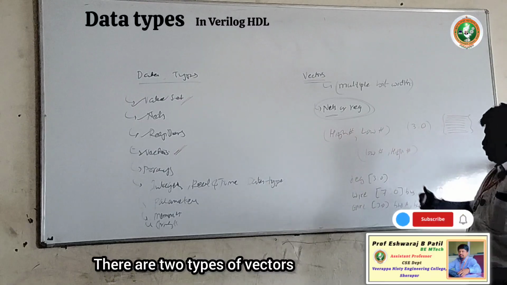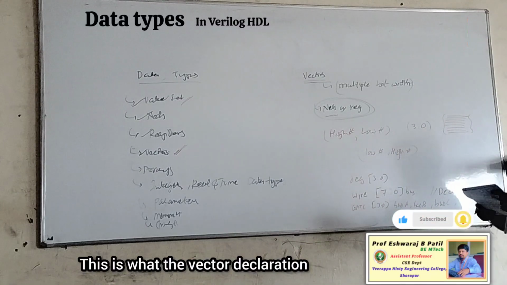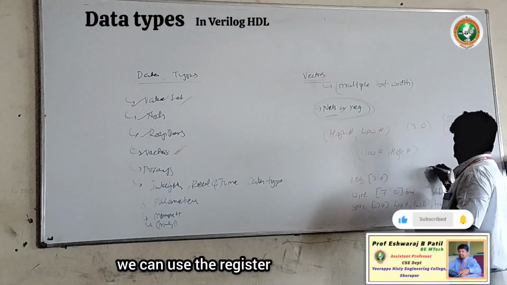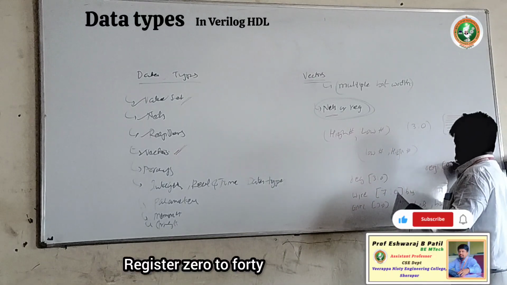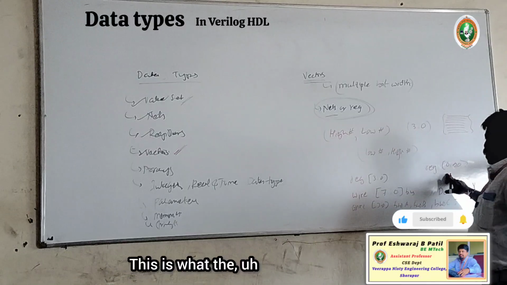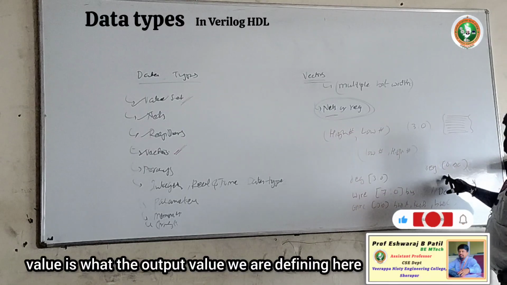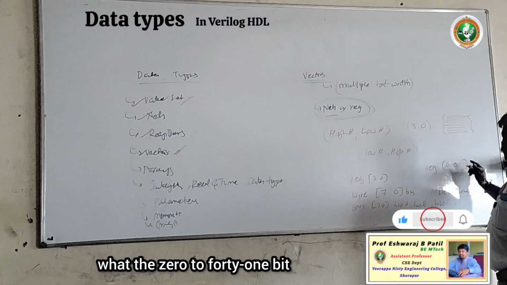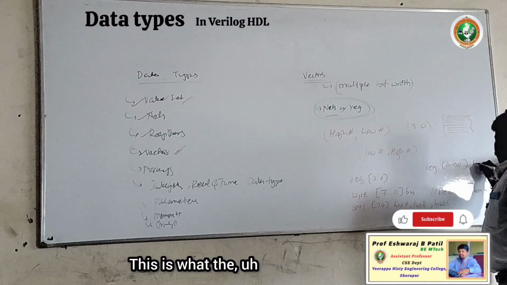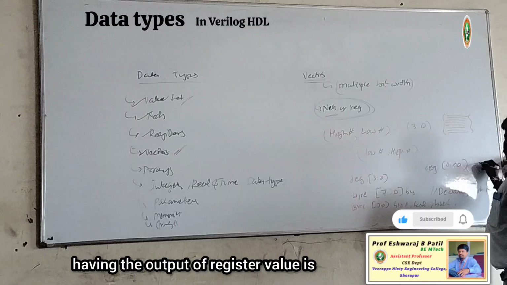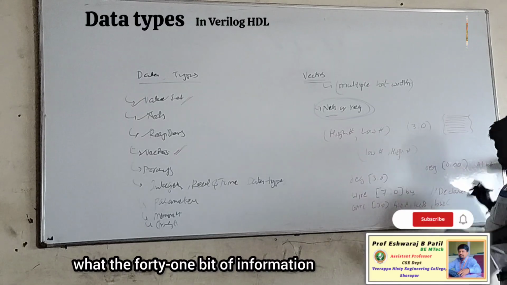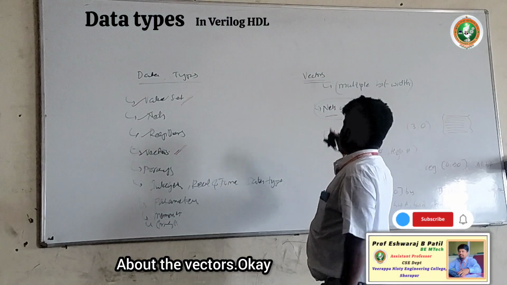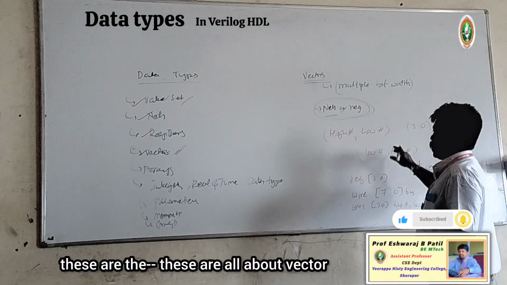There are 2 types of vectors. I'll explain that one. This is the vector declaration. Even the register also we can use, register 0 to 40. This is the output value we are defining here. The output of my digital system has 0 to 41 bits, meaning the output register value is 41 bits of information. Like this we can declare vectors. Okay, this is all about vectors.